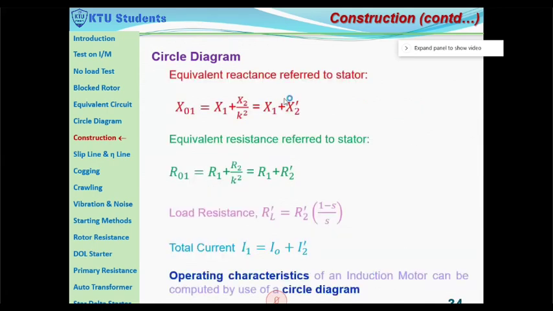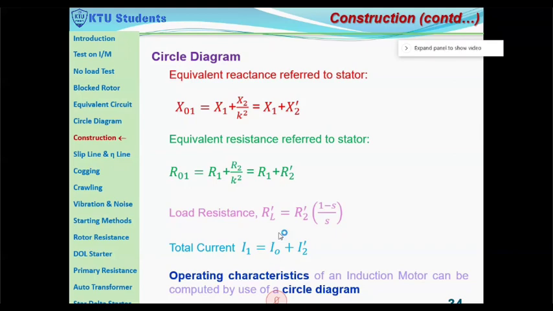The equivalent reactance referred to the stator is X01, equal to X1 plus X2 by k square, or X equal to X1 plus X2 dash. The equivalent resistance will be R01, equal to R1 plus R2 by k square, or R1 plus R2 dash, and the load resistance is R2 dash into (1 minus S) by S. The total current is I1 equal to I0 plus I2 dash, so the locus will always be a circle. So the operating characteristics of the induction motor can be computed.